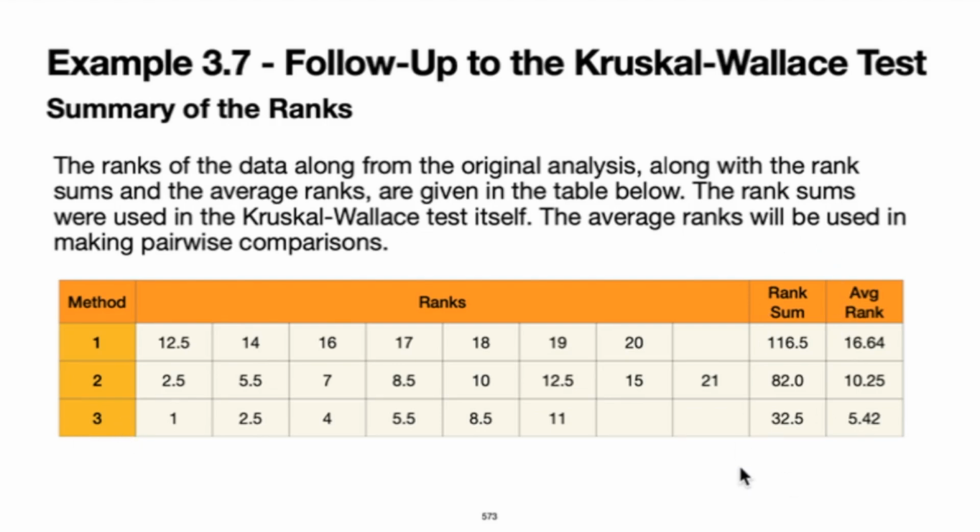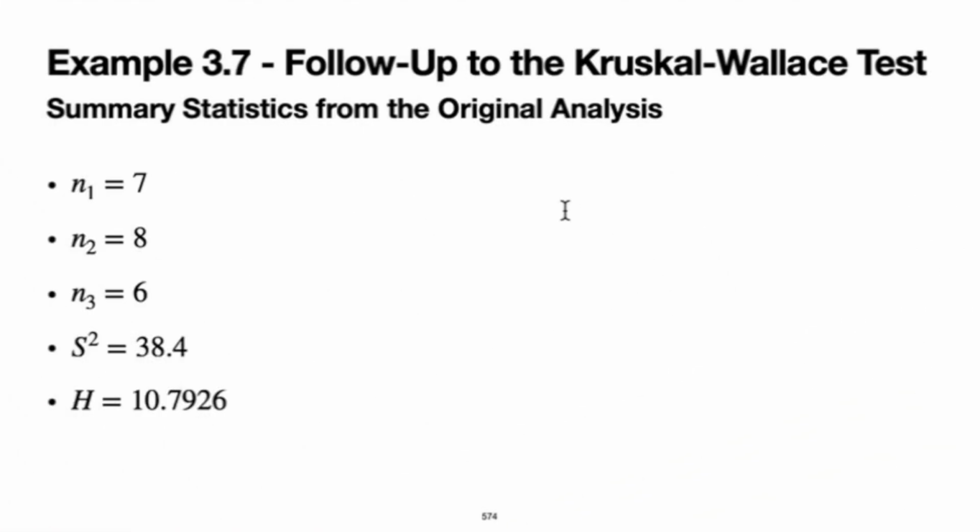I've also included over here on the far right-hand side the rank sum for each sample and the average rank for each sample. The rank sums, the sum of the ranks for each sample, were used in performing the Kruskal-Wallis test. What we're going to find, and what we've actually already seen in terms of the setup or the procedure, is that when we drill down and start doing pairwise comparisons, we're going to be using the average ranks. So these are the values that we'll use in performing the pairwise comparisons. For example, T1 bar is 16.64, T2 bar is 10.25, and T3 bar is 5.42.